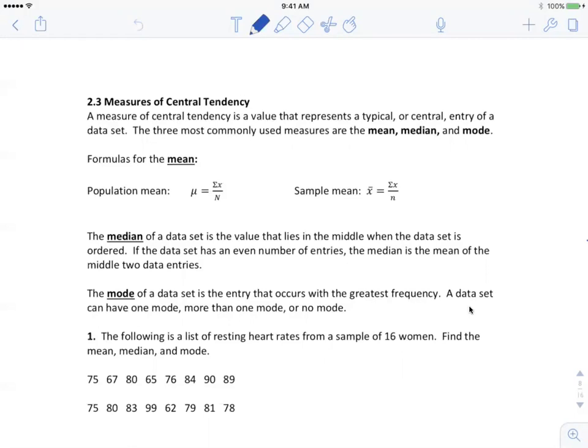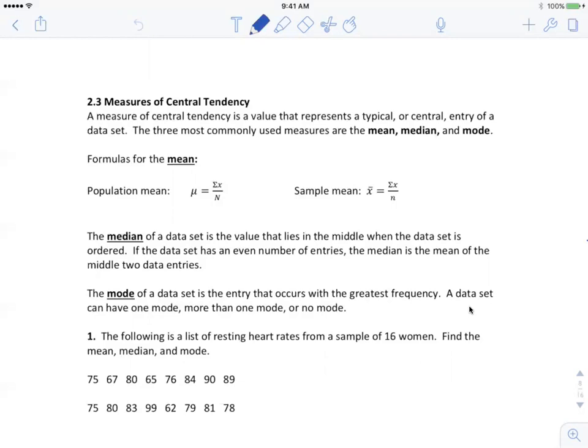Going to go through 2.3 measures of central tendency. This is the classic mean, median, and mode section with some more advanced means as well. The idea is we're trying to find one value that represents the center or a typical entry of an entire data set. And the standard ones to use are the mean, median, and mode. The mean, sometimes called the average, does have some formulas that you see here.